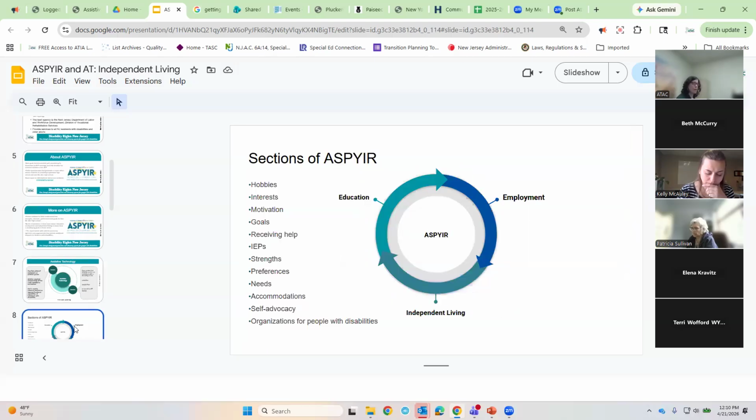So going in a little bit deeper about ASPYIR. ASPYIR, while covering three main sections, education, employment, and independent living, also addresses subcategories like hobbies, interests, motivation, goals, how we receive help, IEPs, strengths, preferences, and needs, accommodations, self-advocacy, and organizations for people with disabilities.